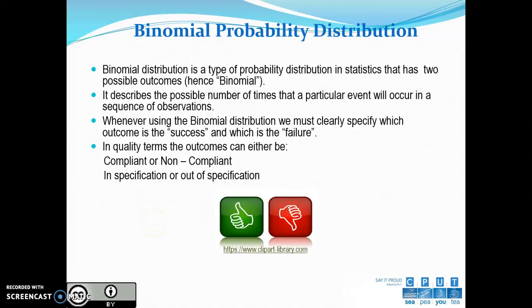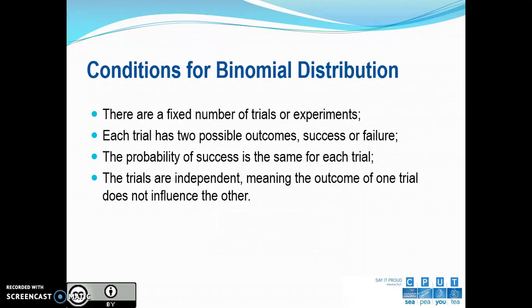Now, what is binomial probability? Binomial probability is a type of probability distribution in statistics that has two possible outcomes. Hence the word binomial. It means there's two events. It describes the possible number of times that a particular event will occur in a sequence of observations. Whenever using binomial distribution, we must clearly specify which outcome is the success and which is the failure. In quality terms, the outcomes can either be compliant or non-compliant, in specification or out of specification.